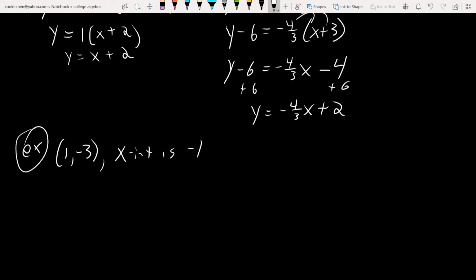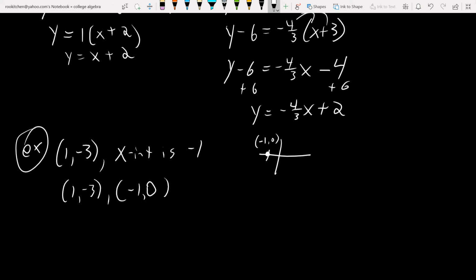Okay, so they've actually given you 2 points just to disguise the second one as the x-intercept. So what is the x-intercept? That's the place where it hits the x-axis. So it hits right here at negative 1. So that point is negative 1, 0. Okay, so we actually have 2 points, one negative 3, and then negative 1, 0.